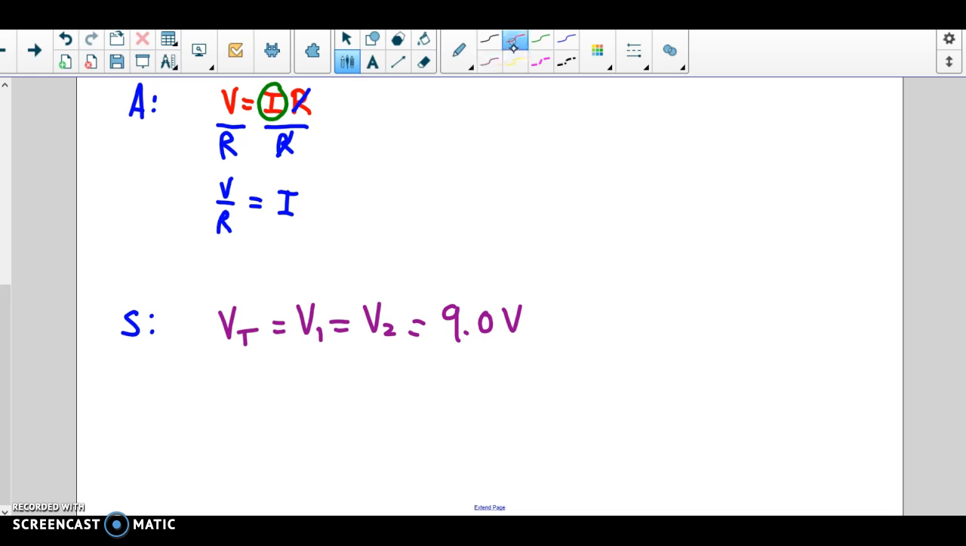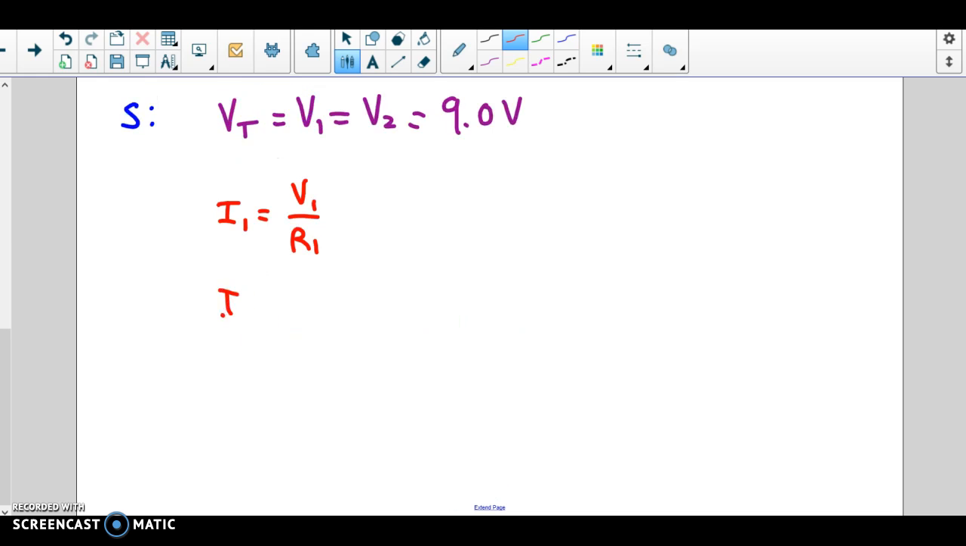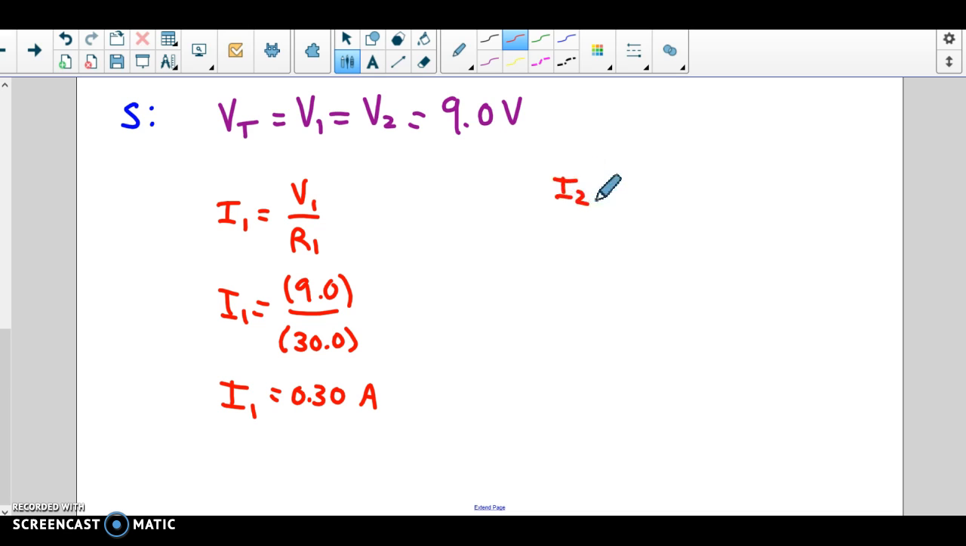Now I'm going to apply Ohm's law for both resistors. For resistor number 1, I1 equals V1 over R1. We just said voltage across resistor 1 is 9 volts, whereas the resistance of resistor 1 was 30 ohms. Dividing those two numbers gives me a current of 0.30 amps. And notice how I'm rounding so that I try to match the same number of digits that's displayed in my original numbers. Now on to resistor number 2.